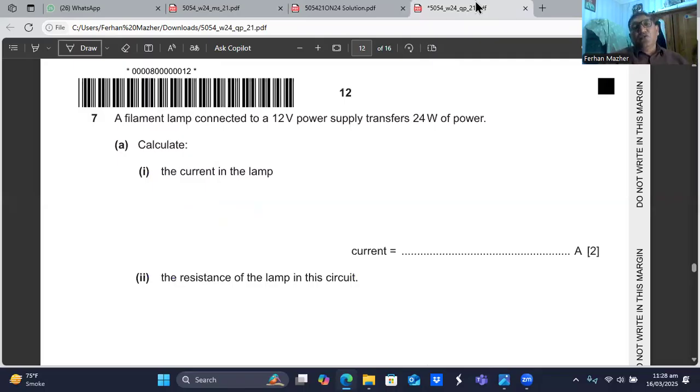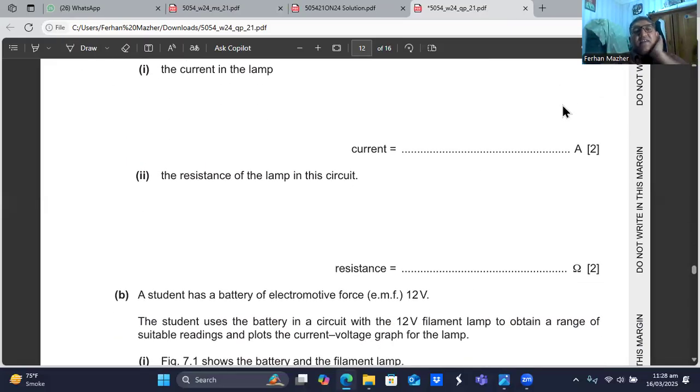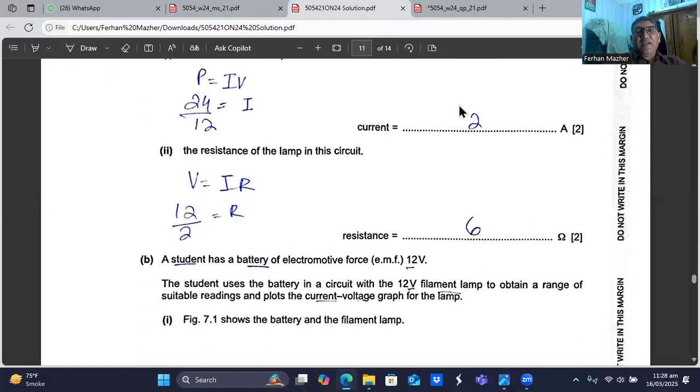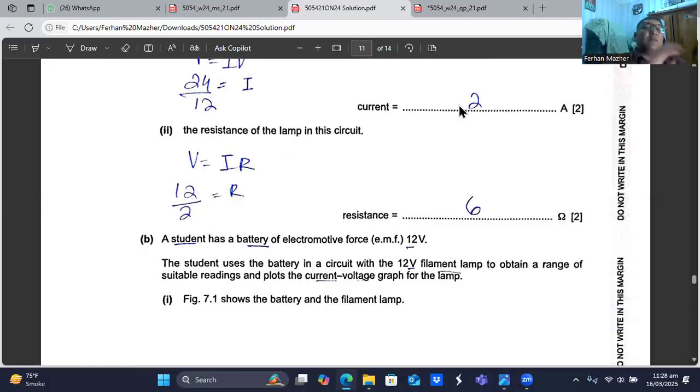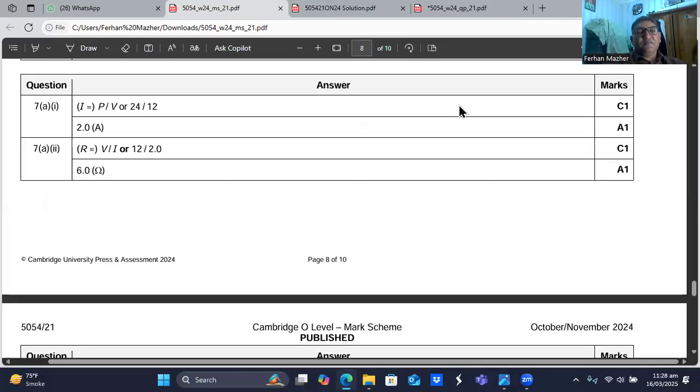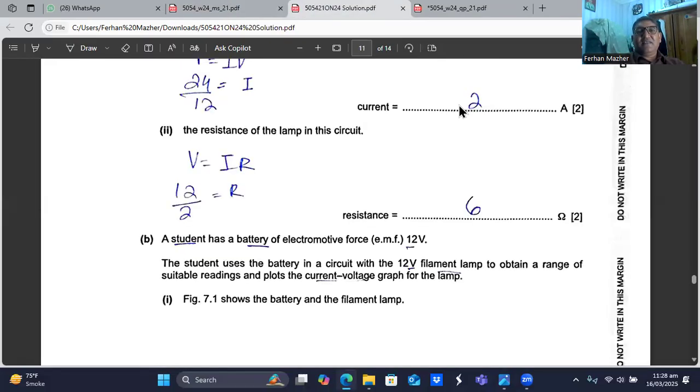Then he asks for the resistance of the lamp in this circuit. I know the voltage, I know the current, so I can find out the resistance. V is equal to IR, so R will be equal to V divided by I. So 12 divided by 2, that is 6 ohm. Yes, the answer is right.